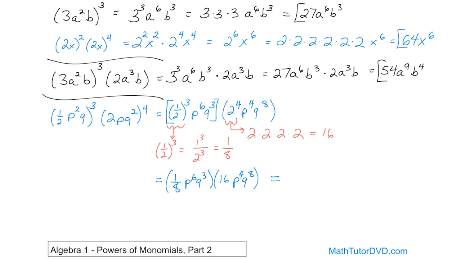Now, how do we write the final answer? We have the numbers 1/8 times 16. If we multiply them together, it's going to be 16 over 8, right? 16 over 8 is just 2. So really the number that you write down in your answer is 2.